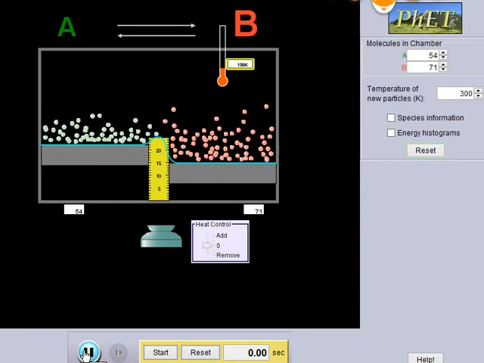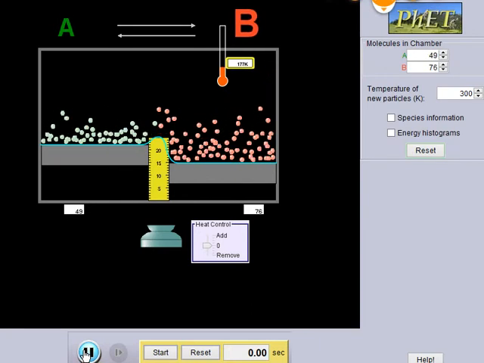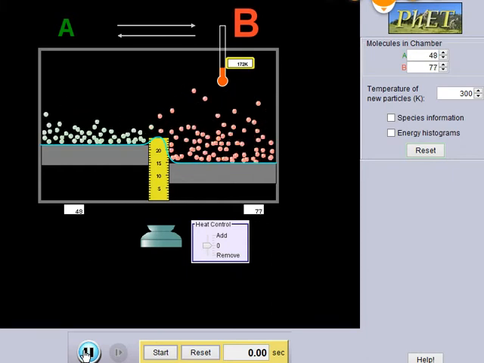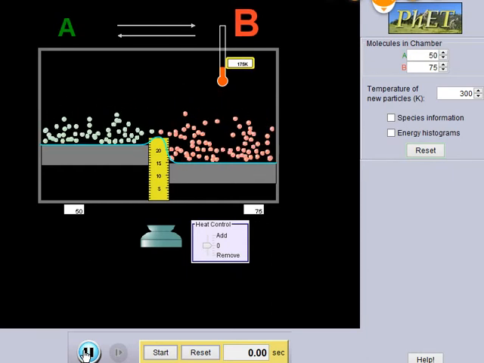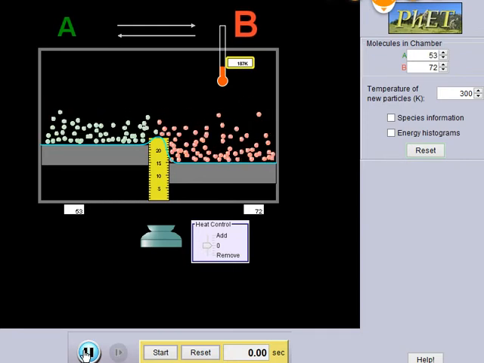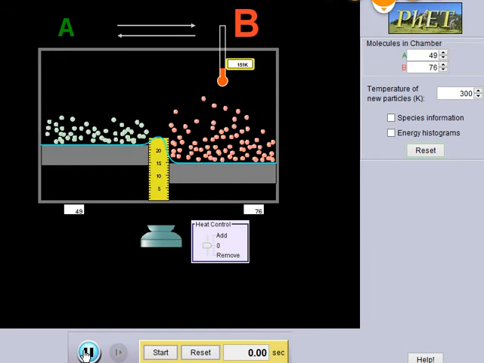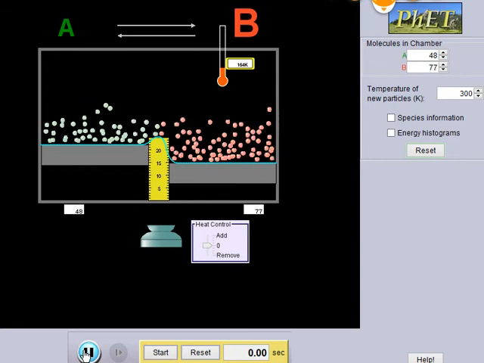Now, the deal is that the system is basically trying to oppose the disturbance caused. I added A, it wants to reduce the quantity of A. If I remove B, it wants to increase the quantity of A. Does that make sense? Okay. Now this is basically Le Chatelier's principle.